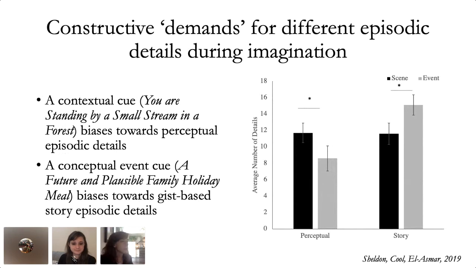So these are some results that I won't go too far into, in which we asked participants to describe episodic simulations in response to a conceptual event cue or a contextual or spatial cue. And when we looked at the type of episodic details they used to form those simulations, we found that contextual cues biased participants to access perceptual details, whereas general event cues biased people towards more of what we call story or gist-based conceptual details.